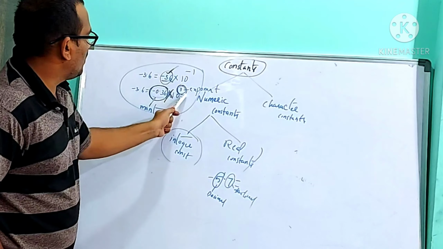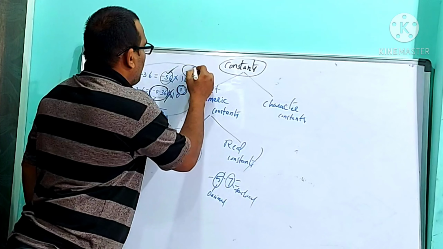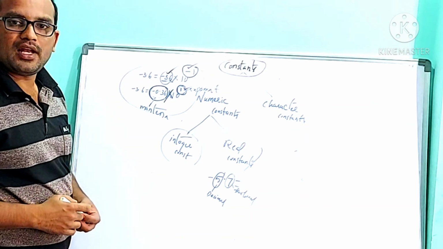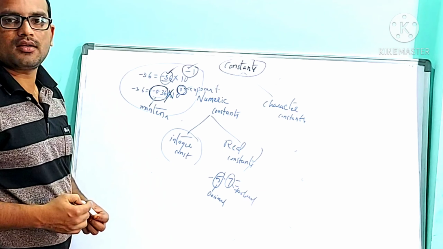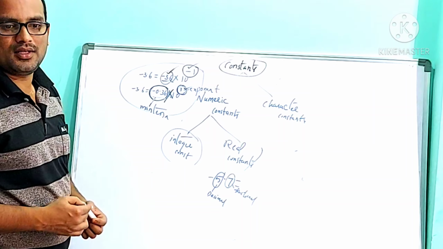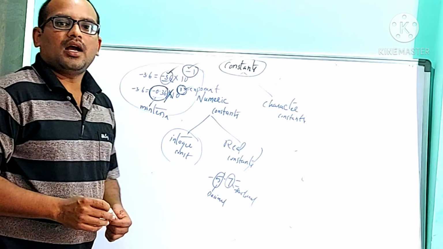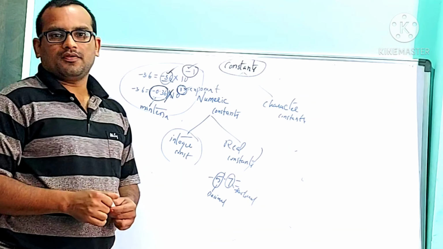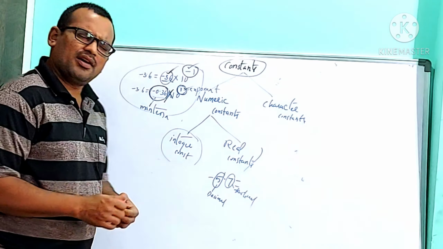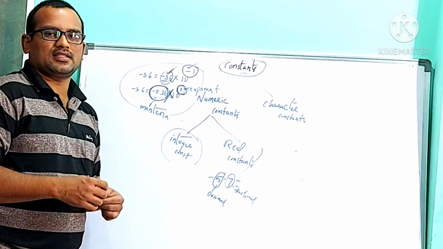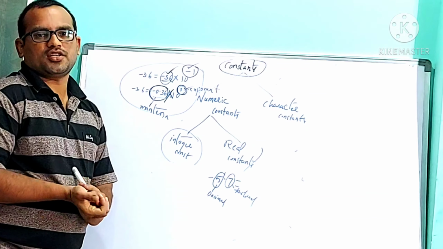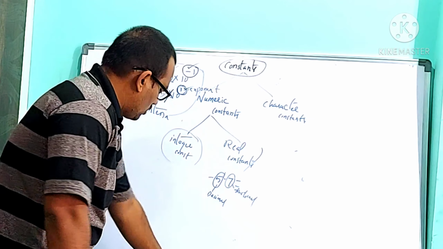Exponent also may be a positive value or a negative value, but it must be an integer value. Exponent we cannot assume as a real value. Correct or not? Exponent must be an integer value. So this is the topic of real constants. Very important topic. 100% you can get a question in the interview or examinations.